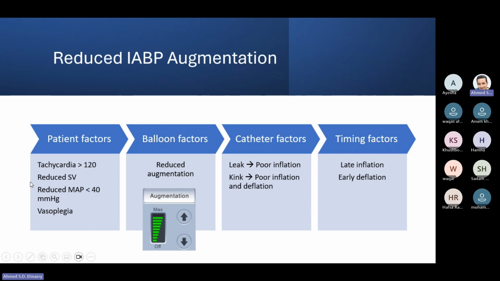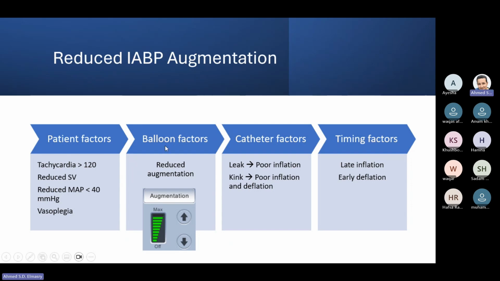And also other factors can affect the augmentation of the intra-aortic balloon, like the stroke volume. If the stroke volume of the patient is very low, the augmentation of the intra-aortic balloon will be suboptimal. Additionally, if the patient has a MAP less than 40 or severe vasoplegia, this will lead to marked reduction of the dicrotic notch. The level of the dicrotic notch will be very low, and the inflation of the intra-aortic balloon and augmentation will be very low.